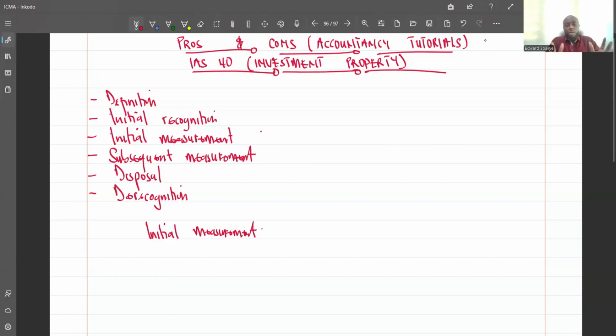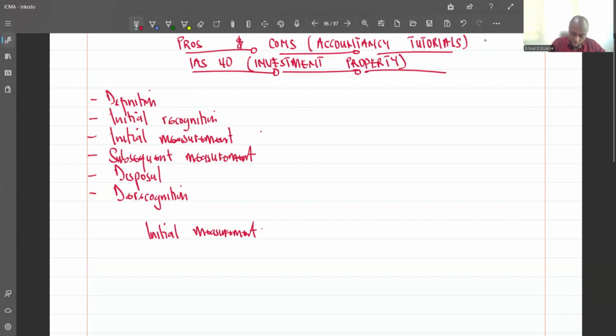But this one, we are not talking about dismantling the place because it's our own property, right? That we are letting out to somebody or that we are keeping for capital appreciation. So it is not something that we are going to dismantle. No, we are not going to dismantle it. So if that's the case, then this will go with what? The purchase price plus any what? Attributable cost. Purchase price plus any attributable cost. So here, the present value for dismantling costs and those kind of things will not come in. It's just your purchase price plus any attributable cost.